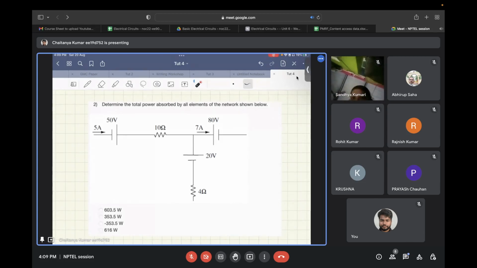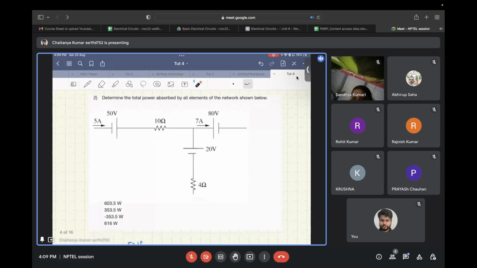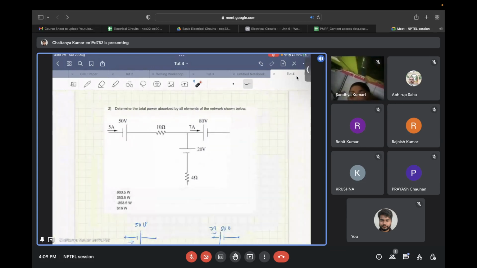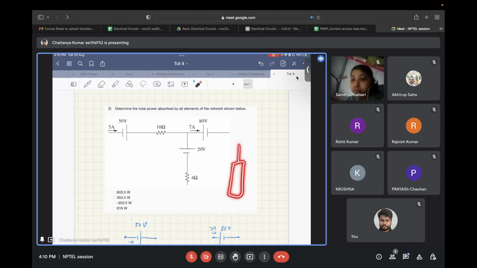Okay, so let's see the solution for this. Once again, I will reiterate the sign convention. Any element for which the current is flowing out of the positive terminal is the one that is delivering power, and any element for which the current is flowing inside the positive terminal is the one that is absorbing power. So if you see an element where the current is flowing out and the power absorbed by that element is asked, that quantity will be negative.